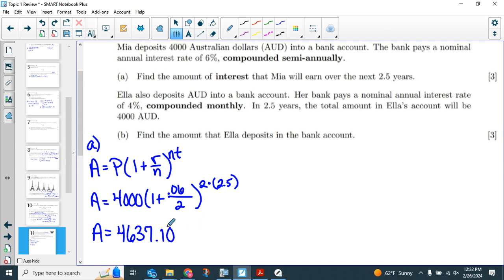So that's the total amount that she would have. All right, but the interest would just be $637.10. And that's Australian dollars.